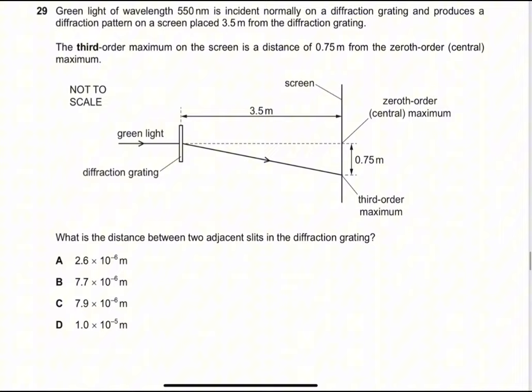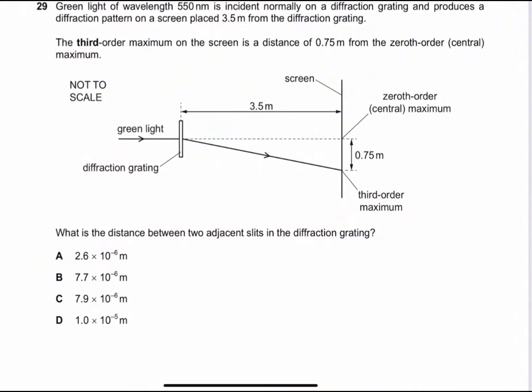Moving to question 29, we've been given green light of wavelength 550, which is incident on a diffraction grating. Remember, guys, whenever you see the word diffraction grating, one equation and one equation only must come to mind. D sine theta is equivalent to N lambda. Right. So what do we want to find? We've been given the third order maximum on the screen, and we want to find the distance between two adjacent slits in the diffraction grating. So basically, we want to find the value of D. The distance between two adjacent slits is actually the value of D.